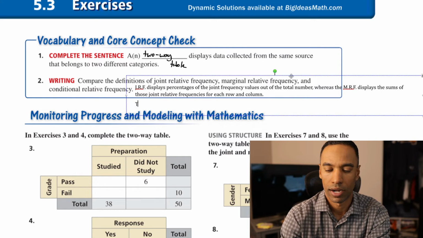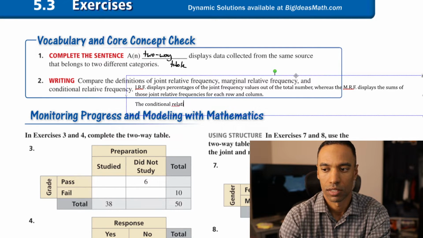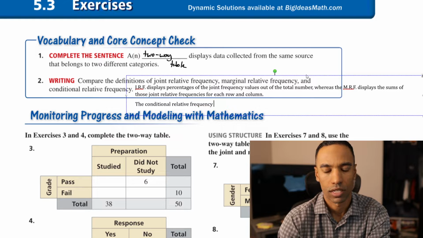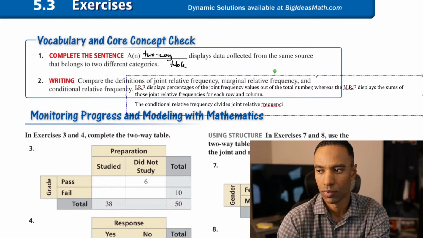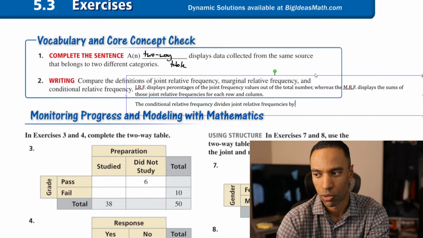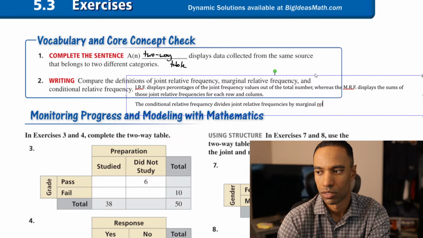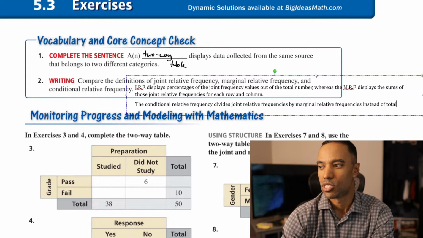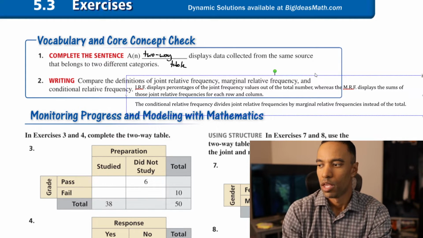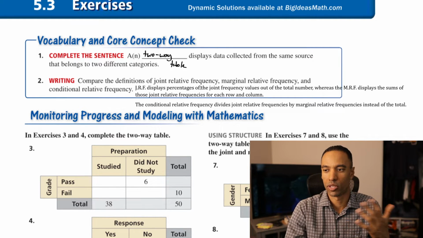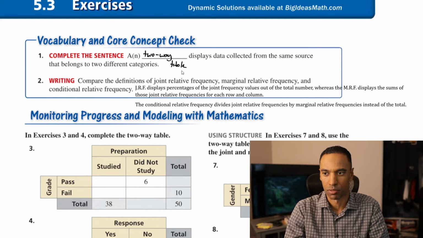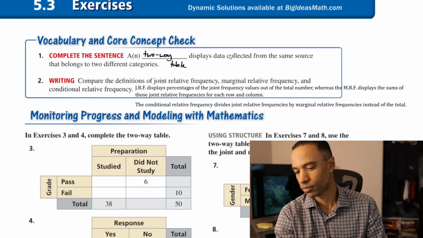Now, the conditional relative frequency compares or divides joint relative frequencies by marginal relative frequencies instead of totals. Instead of the total, because you're only comparing within a certain row or column. So I'm only typing as much as I can kind of fit within there. So there it is. All right, guys.